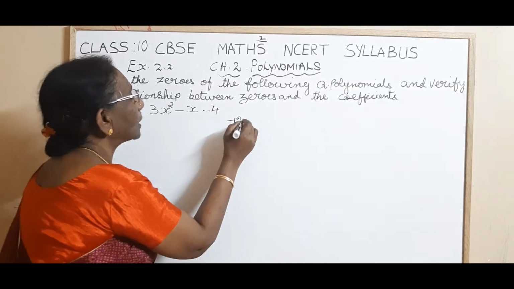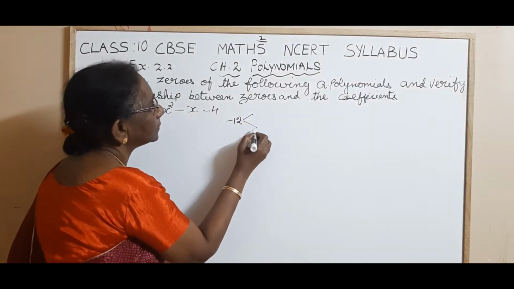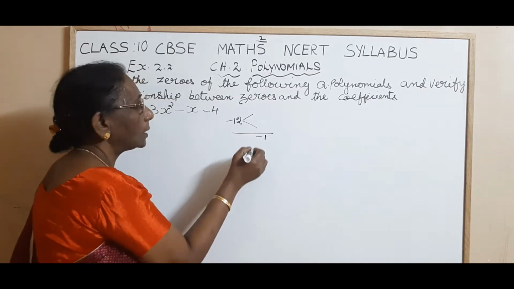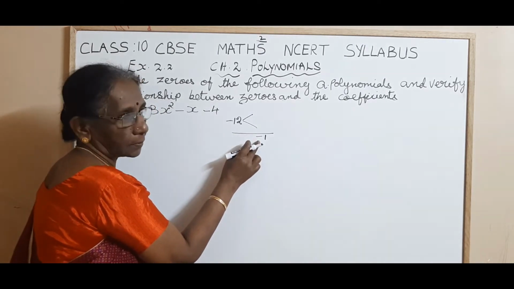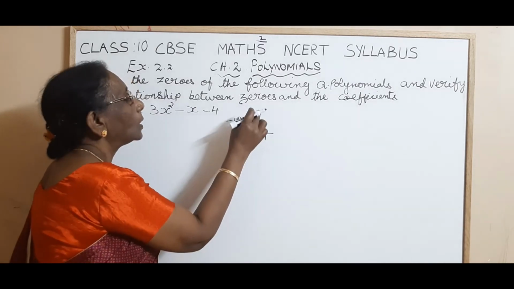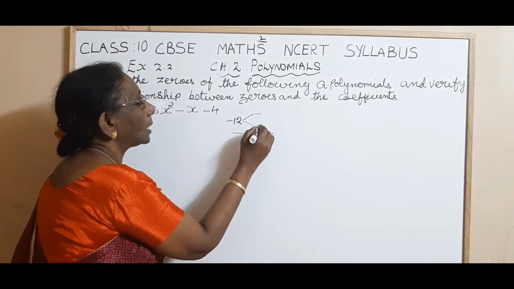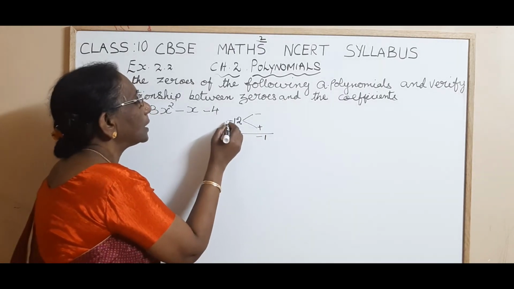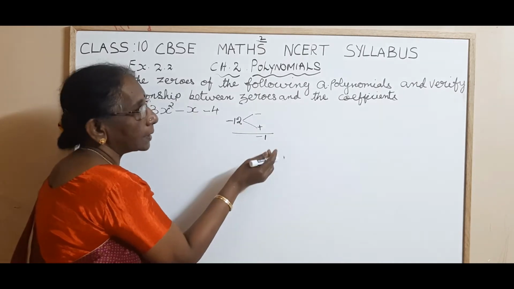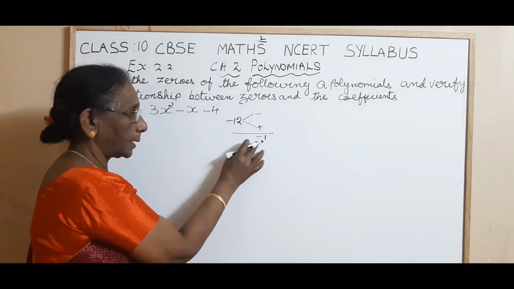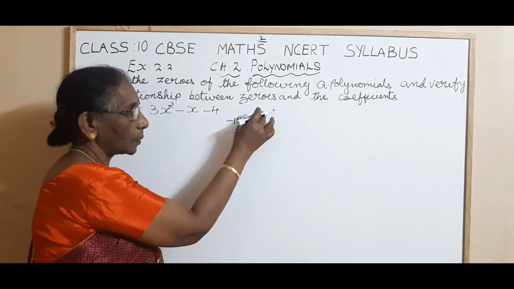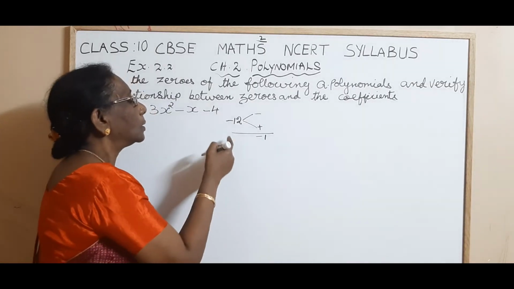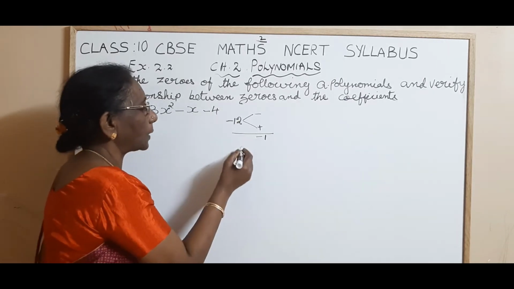Whenever the product is negative, the two numbers will have different signs, and here the sum is minus 1. So the big number should be negative and the small number should be positive. And whenever the product is negative, you have to find the difference between the two numbers to find the sum, because they have different signs. Now you have to move to the factorization of 12.